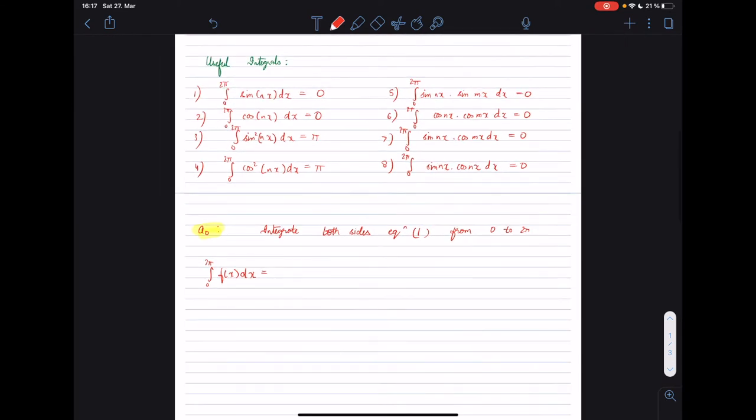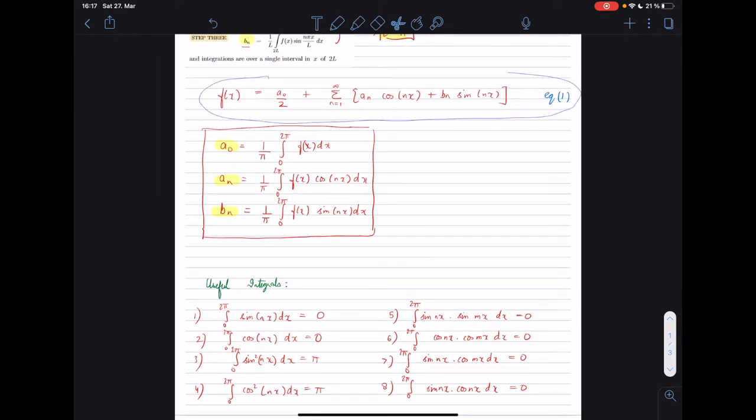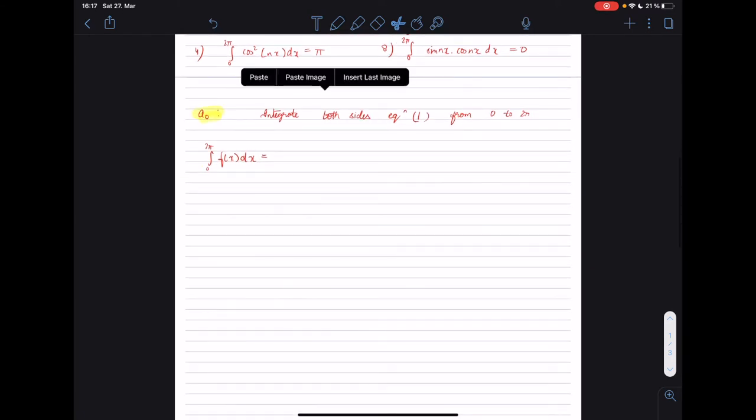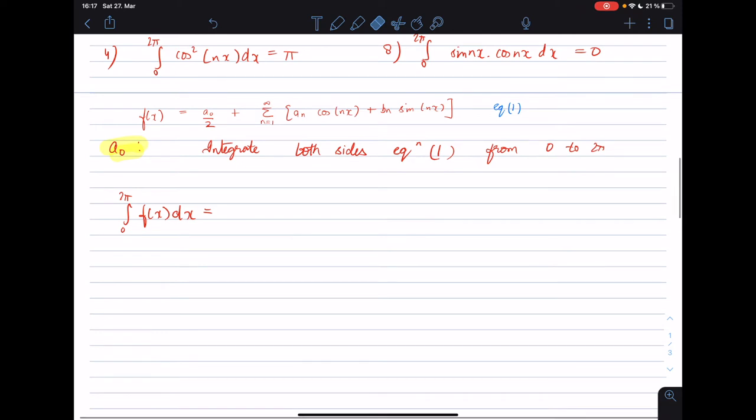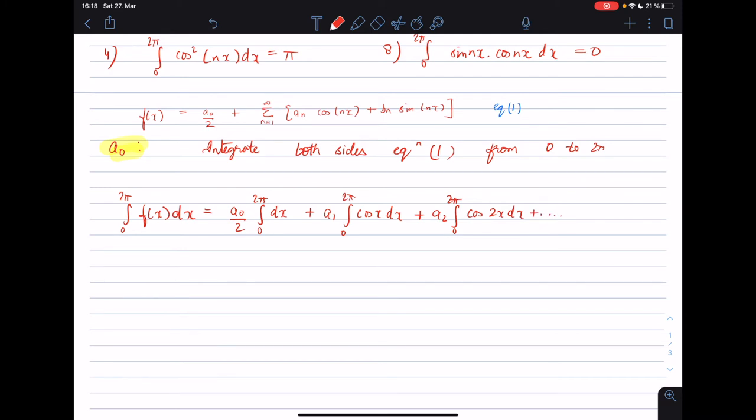equal to, and also let me just go ahead and copy this entire thing so that it's easier to refer down here. Yep, so here it is. Then we have the integral of a naught by 2, 0 to 2 pi. A naught by 2 is just a constant, so I took it out of the integral. Then we have a1, so we are just writing the summation explicitly right now rather than the simpler form. So we have cosine of x dx plus a2, 0 to 2 pi, cosine of 2x dx, and so on until an, integral from 0 to 2 pi, cosine nx dx.